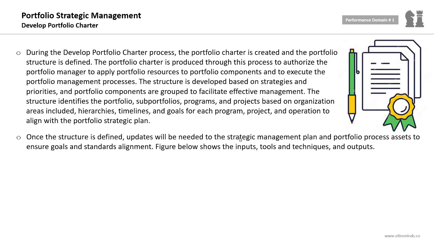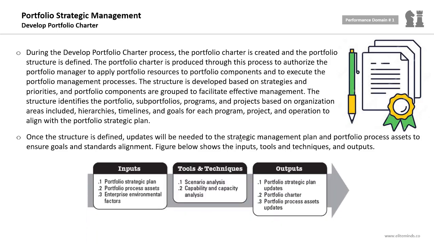Now, the inputs, tools, techniques, and outputs of this process. You will have three inputs: the portfolio strategic plan, which is an output of the previous process, in addition to the portfolio process assets and the enterprise environmental factors. There are two tools and techniques of this process. And I had one question in my exam about the tools and techniques used in the develop portfolio charter process. They are the scenario analysis in addition to the capability and capacity analysis. The key outputs are the portfolio strategic plan updates, the portfolio process assets updates, and the portfolio charter. The key output is the portfolio charter.